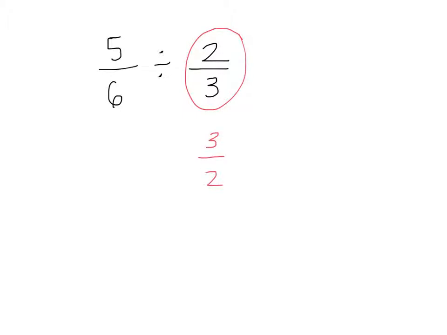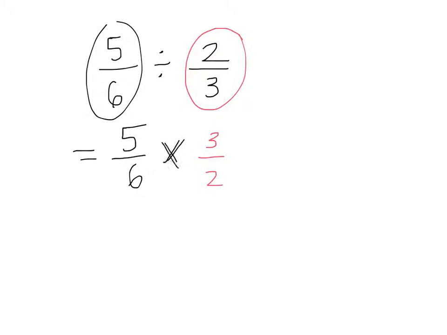And then you're going to multiply the first fraction. This is the dividend. We leave it as is. And we're going to multiply it by the reciprocal. Okay, so this is one way to do this. All you have to do is multiply by the reciprocal.